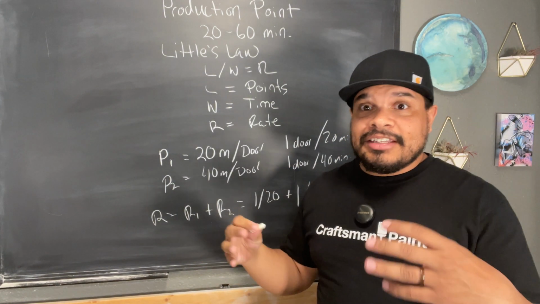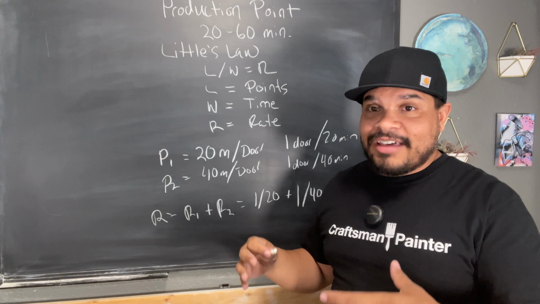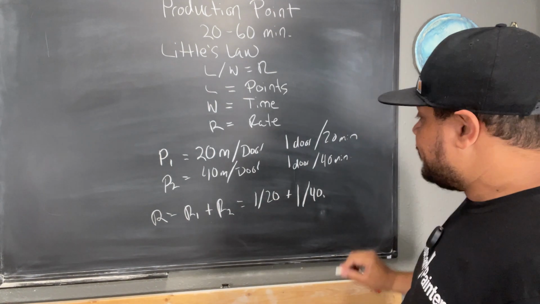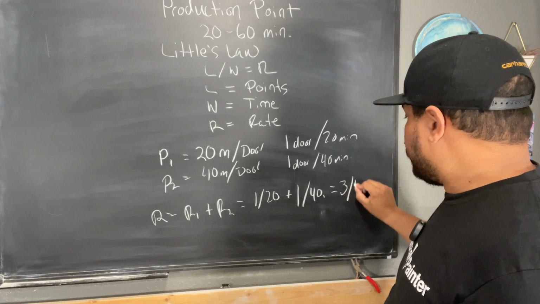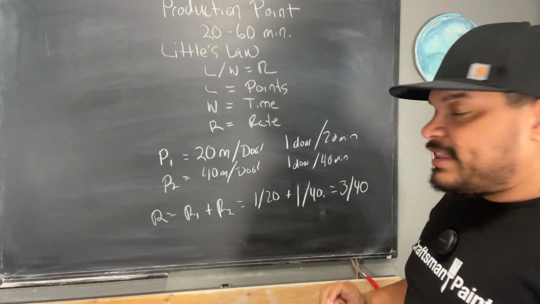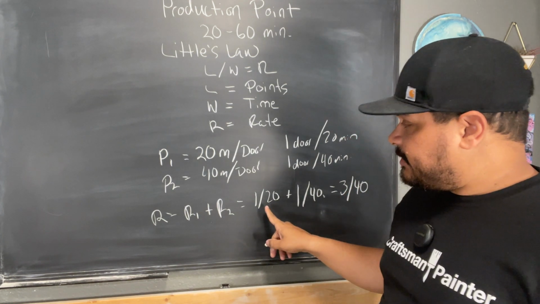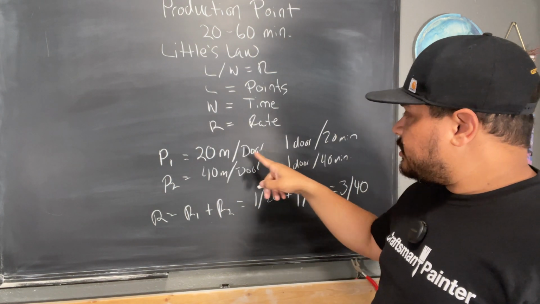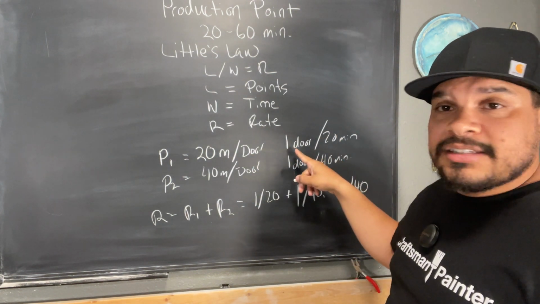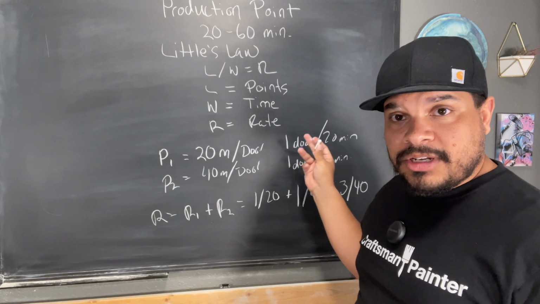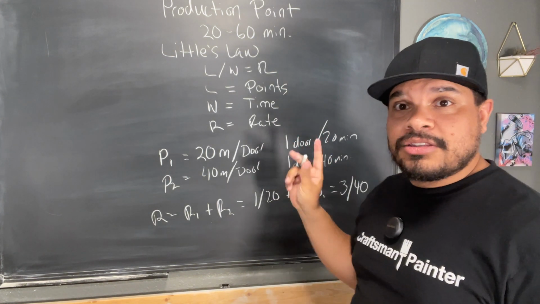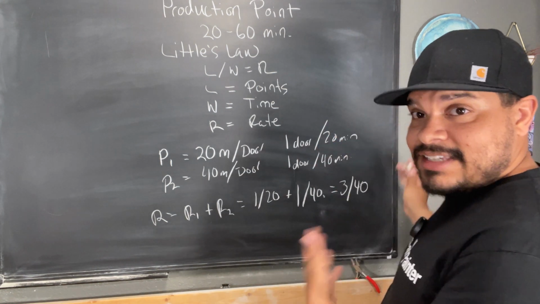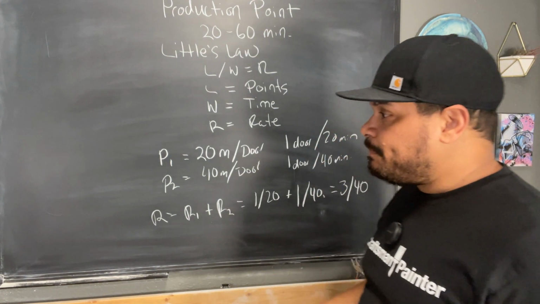Well, you may have to brush up on your math for this, but I'm going to shortcut us here and let you know that every 40 minutes they could do 3 doors. Okay? Think about that conceptually. If painter one can do a door in 20 minutes, that means they can do 2 doors in 40 minutes. 2 doors in 40 minutes plus the 1 door in 40 minutes is 3 doors in 40 minutes together. Pretty simple.